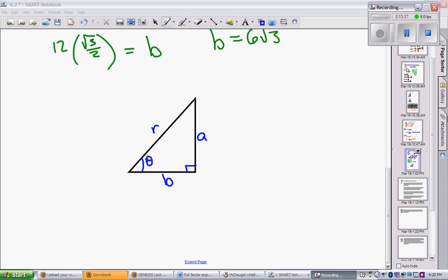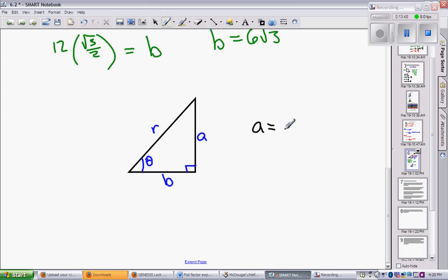So we can generalize this example, and we have angle theta. The leg opposite angle theta, A, is the hypotenuse R times the sine of theta. Leg B is the hypotenuse times the cosine of theta.